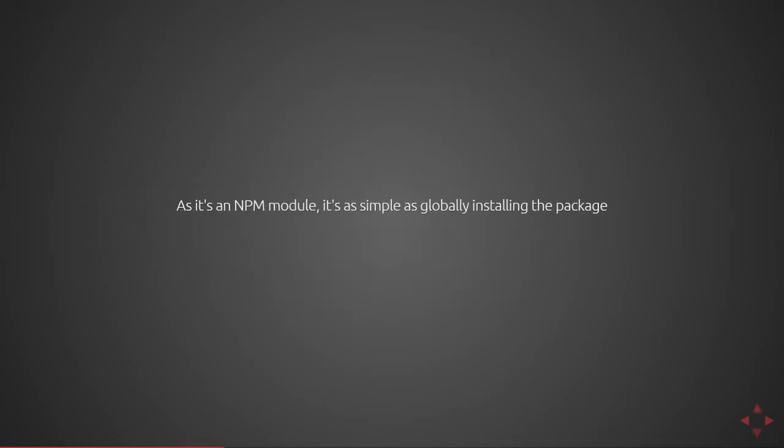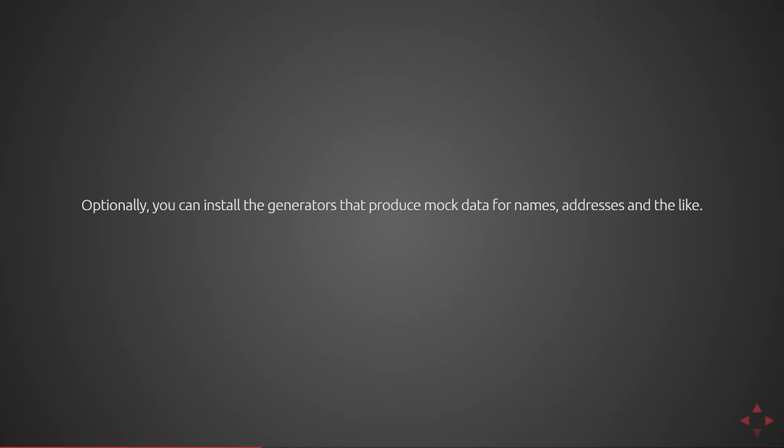For installation, because it's an npm module, it's as simple as globally installing the package. This makes the executable available to your command line. So as you should be familiar with by now, npm install -g dyson will make that available globally. Optionally, you can also install the generators that produce mock data for names, addresses, and the like. They actually have quite an extensive set of generators, such as addresses and zip codes. You can specifically do US zip codes versus foreign zip codes. It's pretty impressive. To do so, you do an npm install --save-dev to save that to your package's dev dependencies, dyson-generators.